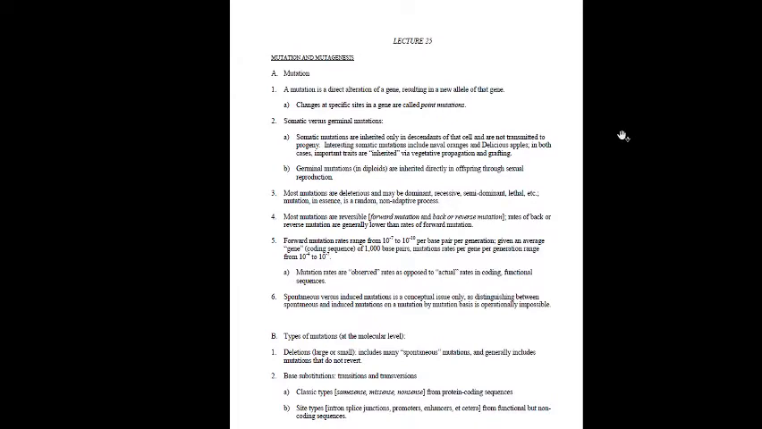Hello students, this is the first part of Unit 1, that is mutation and mutagenesis. These notes are provided to you, and we can take a quick look at some terminology.